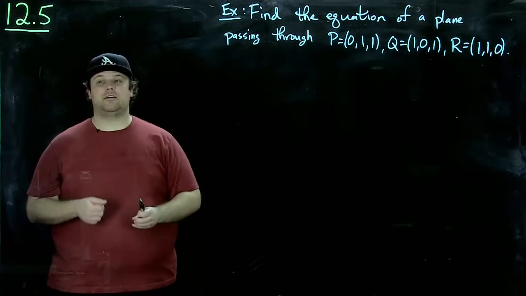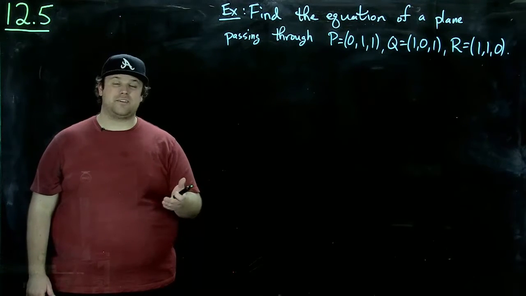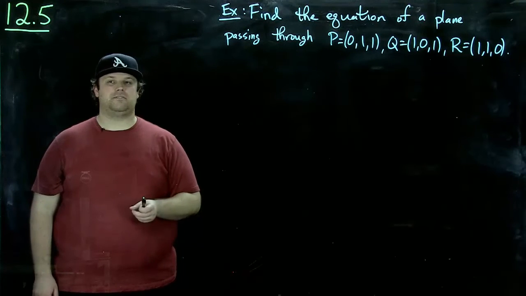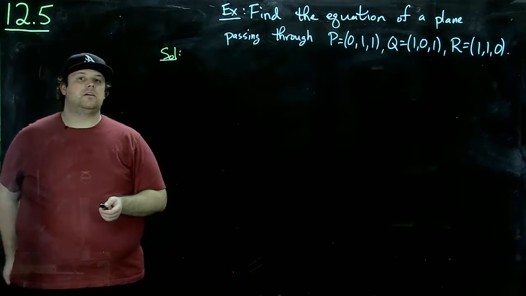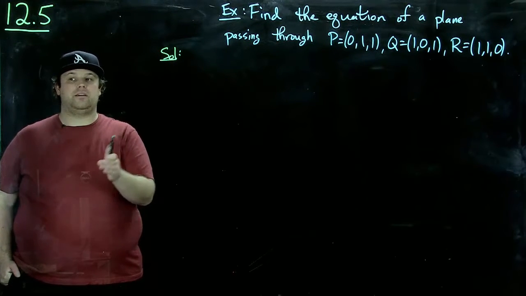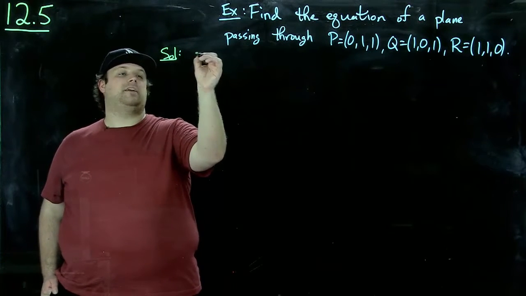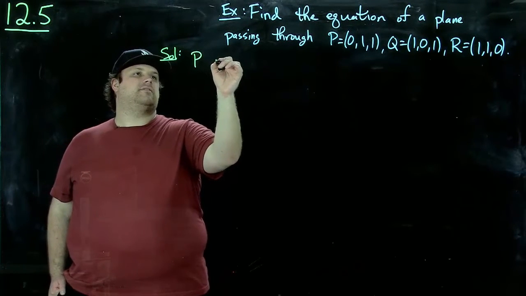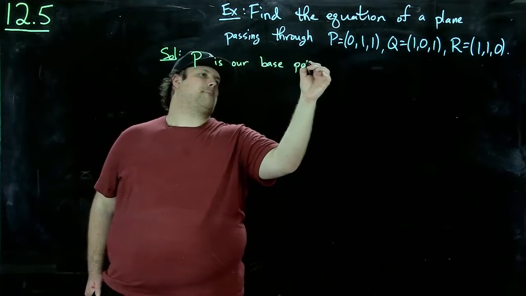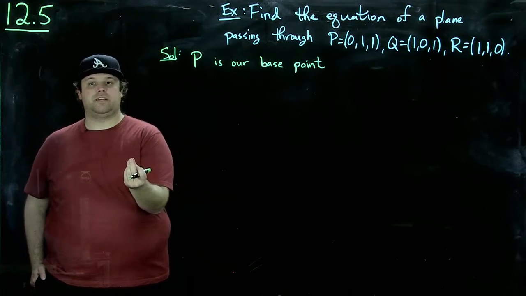So that more than takes care of the first criteria of having a point on the plane. However, now we need to find a vector which is perpendicular to the plane, or normal to it. So how do we go about doing that? Well, let's first choose the point on the plane that we're going to use in the equation. Since it's first in the list, let's take P. Let's call it a base point. This is where we're going to build the plane from.